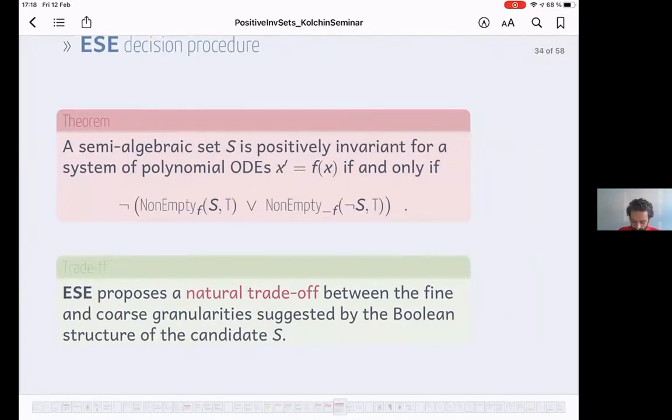So as I'm putting it here, the ESE proposes a natural trade-off between fine-grained, which really goes to basic semi-algebraic sets, or taking the entire thing and trying to check whether it's empty or whether we have a set inclusion in it.